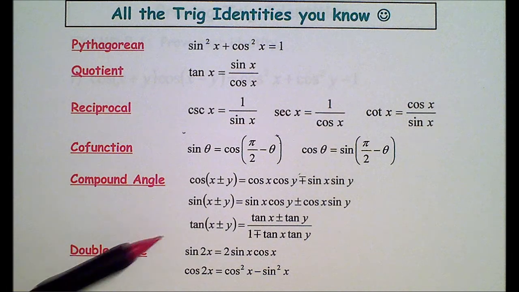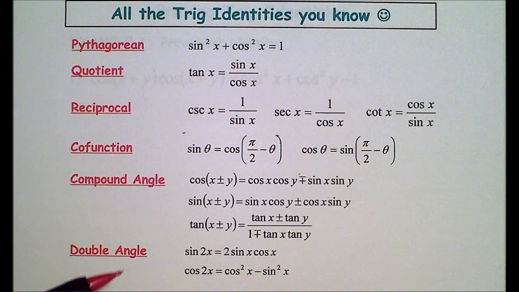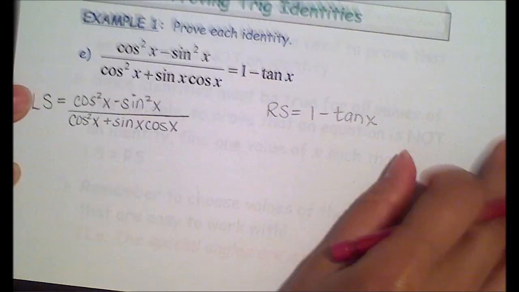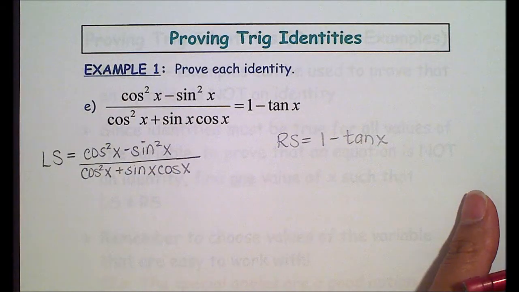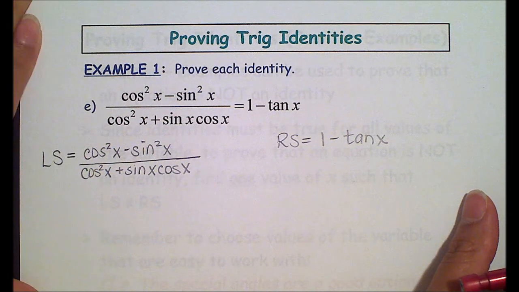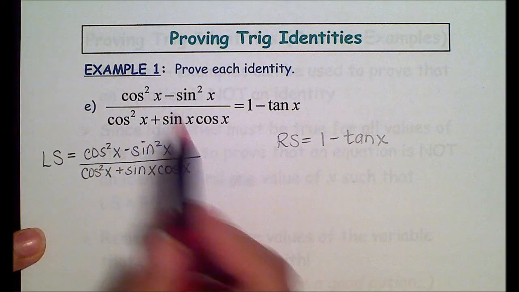Okay. So I'm going to go through some of the examples from the lesson. So the first example I'm looking at is question 1e, where it says prove the identity. And so you're going to write it as your left side and your right side separate. And your goal is to try to make the left side and the right side look exactly the same. And once you do that, you have proven the identity.